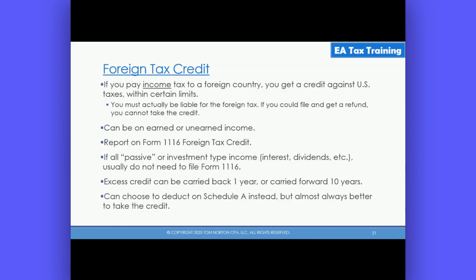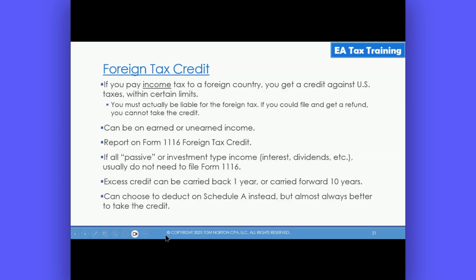This last bullet point here, you need to know for the exam. However, in the real world, it's really not relevant. You can, if you would like, instead of taking a credit for the foreign income taxes you paid, instead deduct those on Schedule A as a tax. But as we discussed when we talked about credits, a credit is a dollar for dollar reduction in your tax.